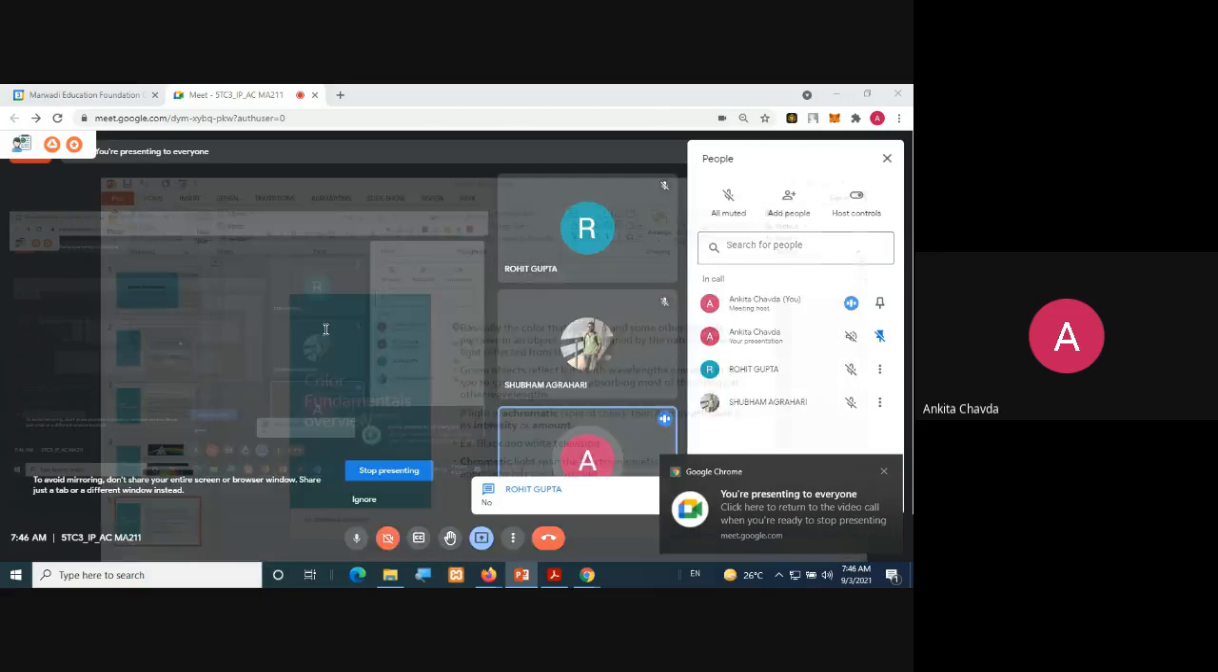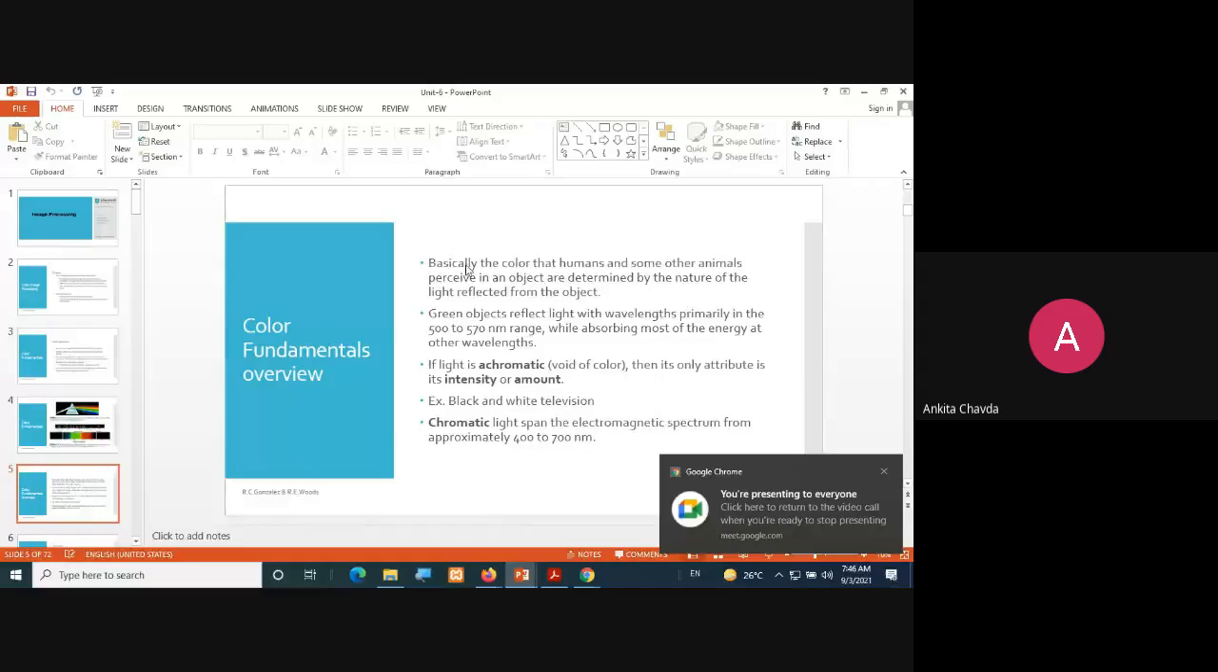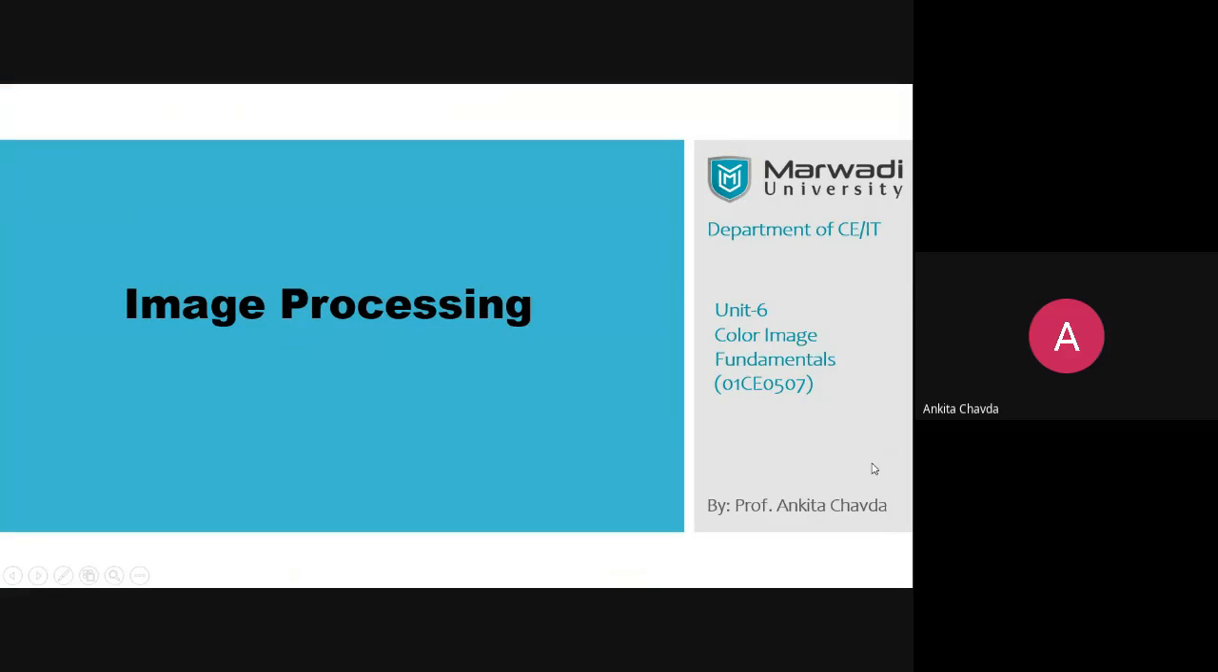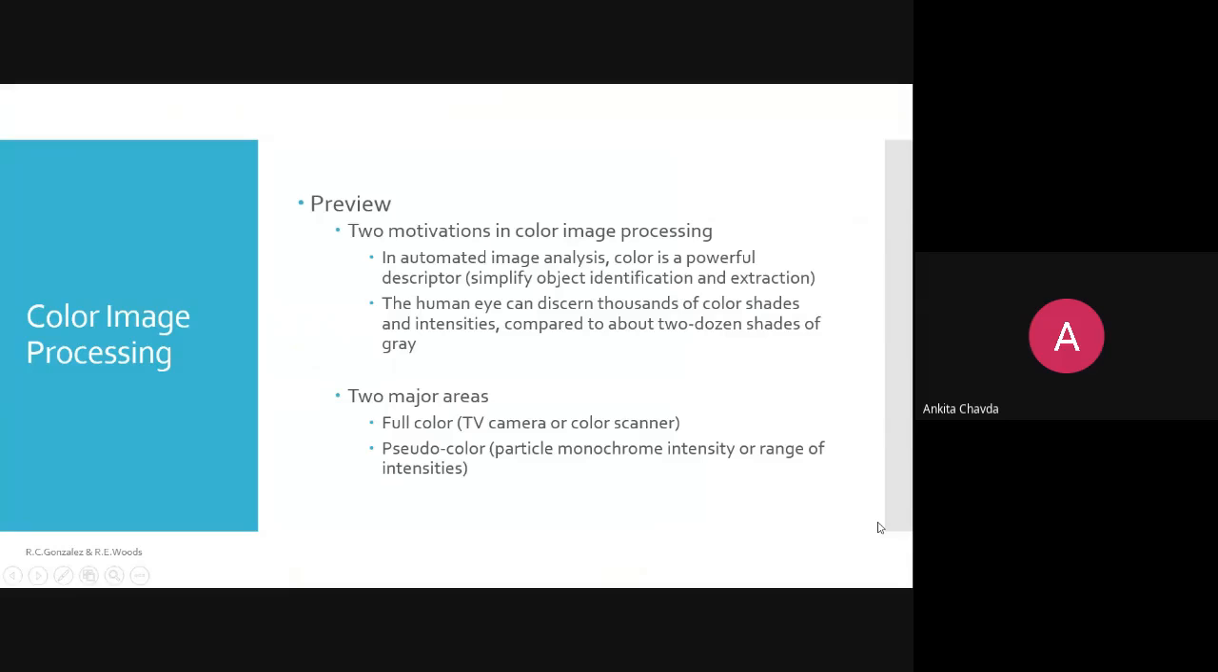So we will see everything about color image processing, right? That is our sixth unit. What are the two main motivations in color image processing? Already we have seen the processing of grayscale images, where we have either white or black and different gray shades. So it's a gray image. Now, what is the need for color image processing? What are the two motivations for doing it?